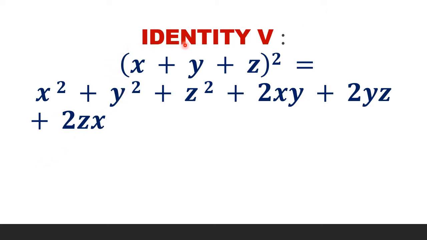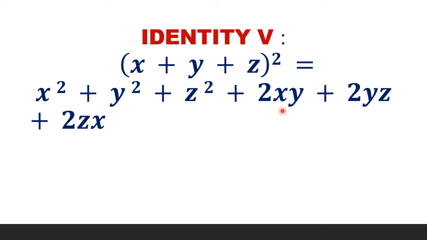So here children we are with identity 5. In this identity we are having 3 variables and we are going to square the sum of these 3 variables. So let us take the sum of the variables and square it. Then let us find the identity. The identity is x squared plus y squared plus z squared.